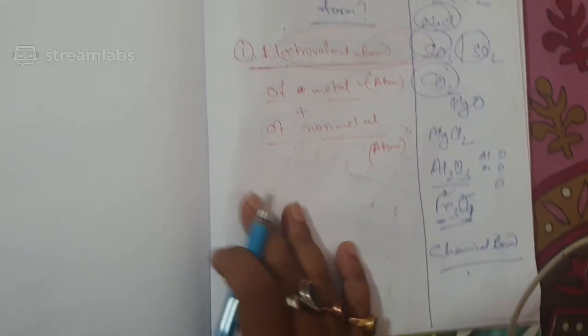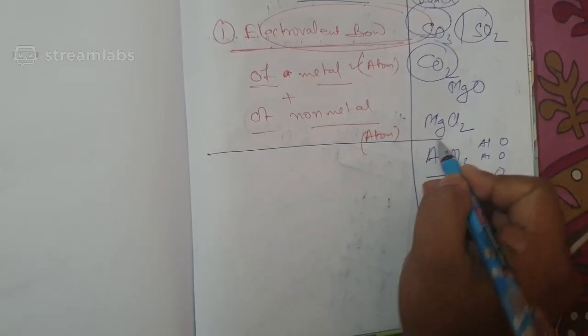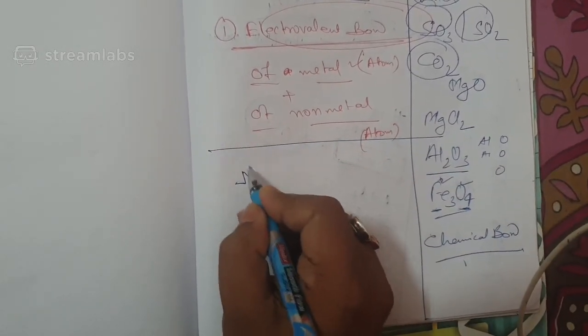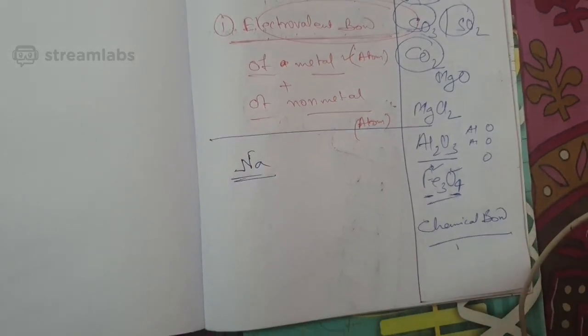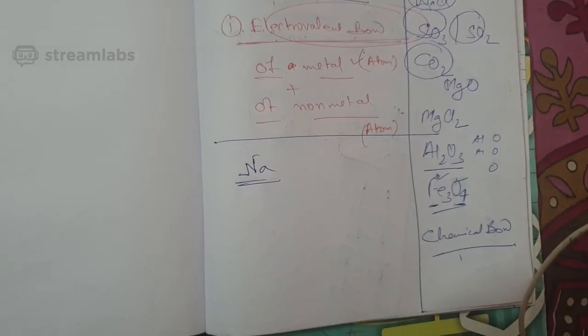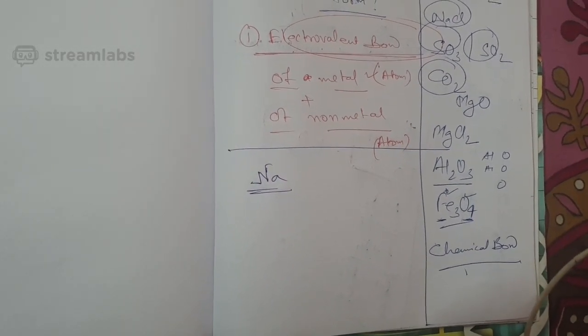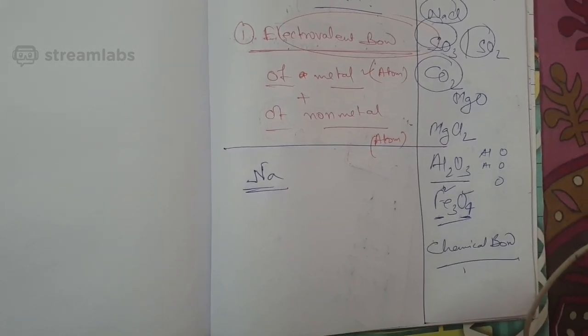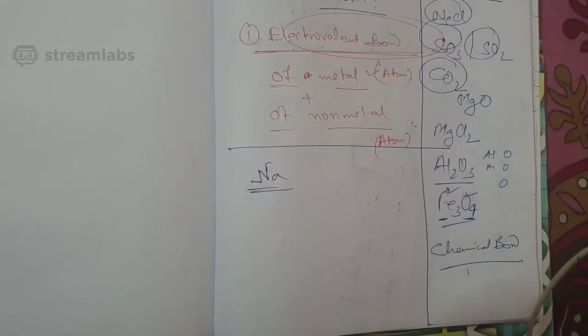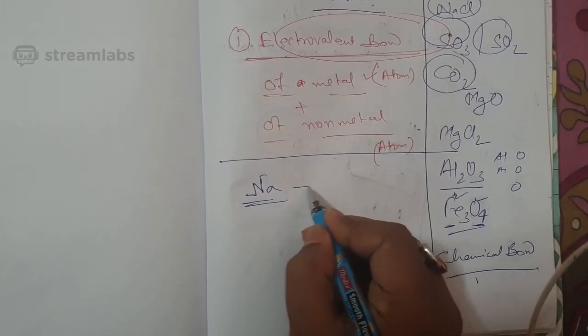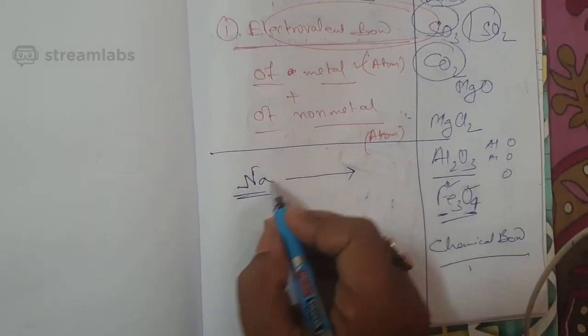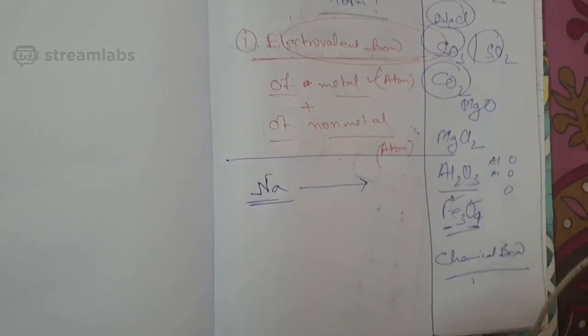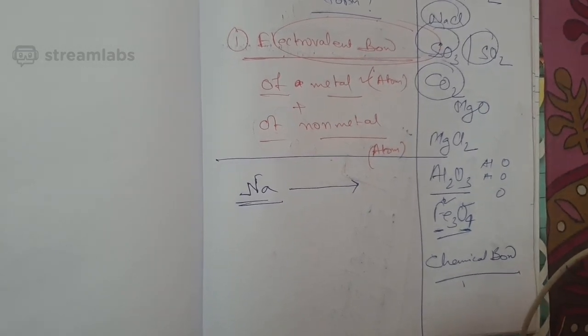I will give you an example. With the example you can understand very well. Suppose, for example, sodium is there. You know that sodium is a metal, and because sodium is a metal, it will have the tendency to lose electrons.